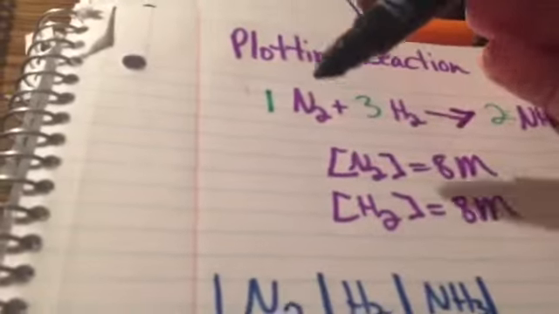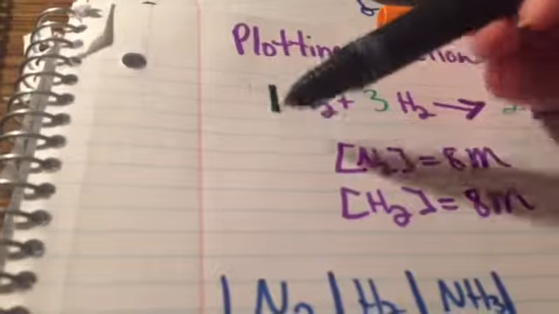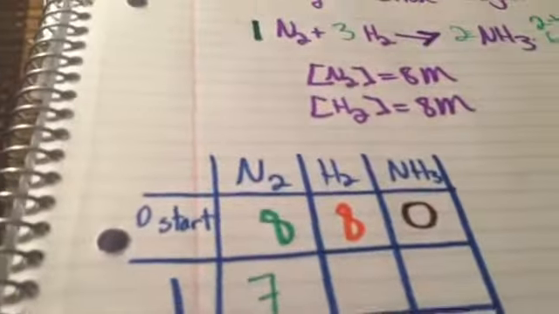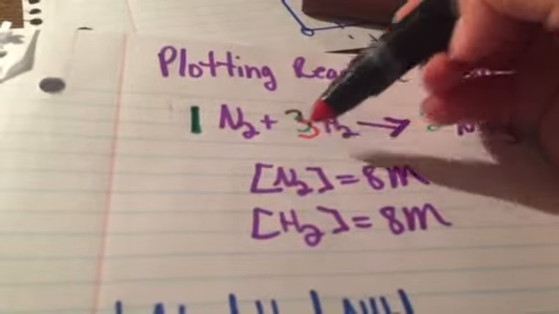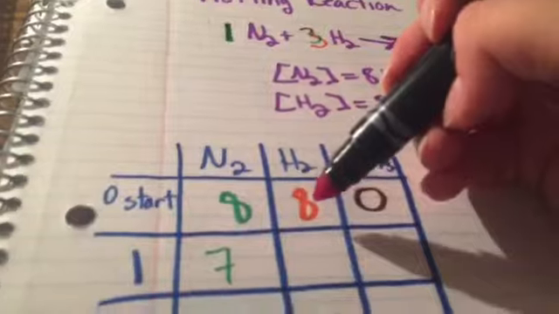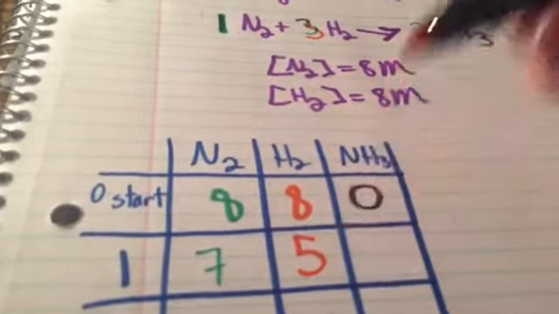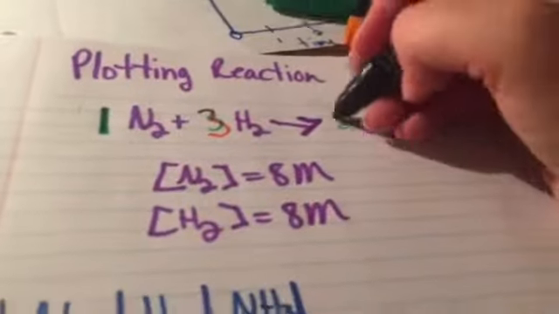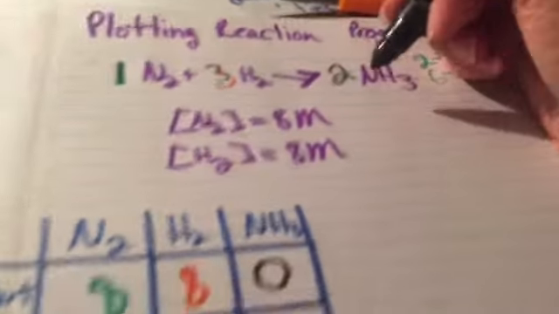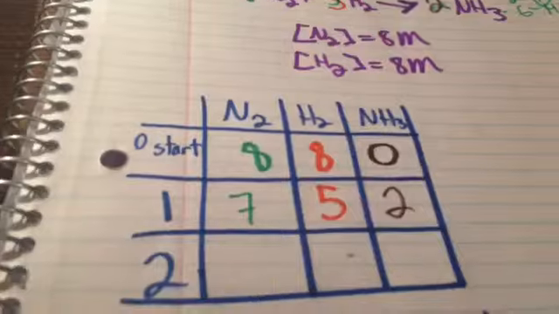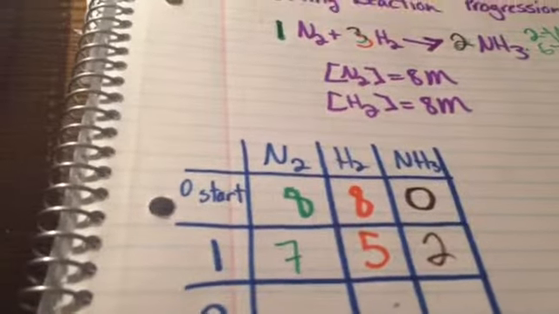So when our first reaction happens, this means that we lose 1 of our nitrogen, which leaves us with 7. This 3 here means that we use 3 in a reaction. So we subtract 3 and that leaves us with 5. This 2 means that at a reaction, we gain 2. So we made 2. Now we're going to do this again.